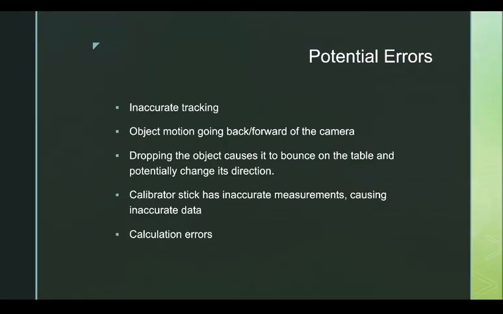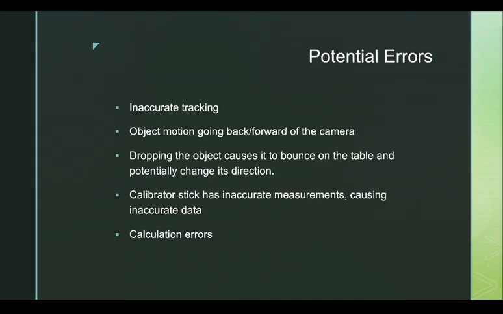Okay, so for the potential error for the lab, I would say it would be inaccurate tracking. In Tracker, it's possible that when I pinpoint the object in the graph, I didn't pinpoint it correctly on the axis, so that will give me different data already. The object's motion going back and forth of the camera can defeat the purpose of trying to get constant velocity. Dropping the object because it bounced on the table and potentially changing its direction, again, defeats the purpose of having zero net force. Calibrated stick has inaccurate measurements causing inaccurate data.